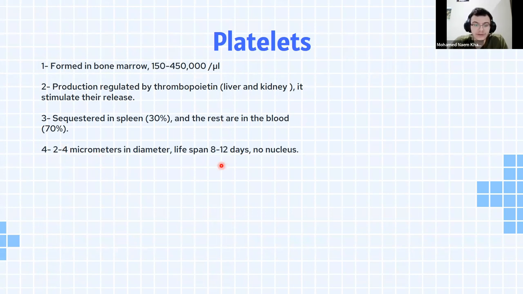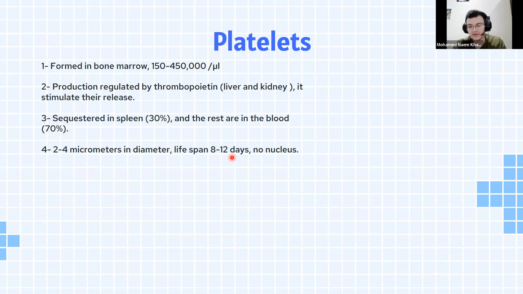Again, the lifespan, this thing is really important, which is 8 to 12 days. This is heavily important. You need to know how long the red blood cells live, and whether there's a nucleus or no nucleus. You need to know all of these things. You're going to get asked about them 100%.